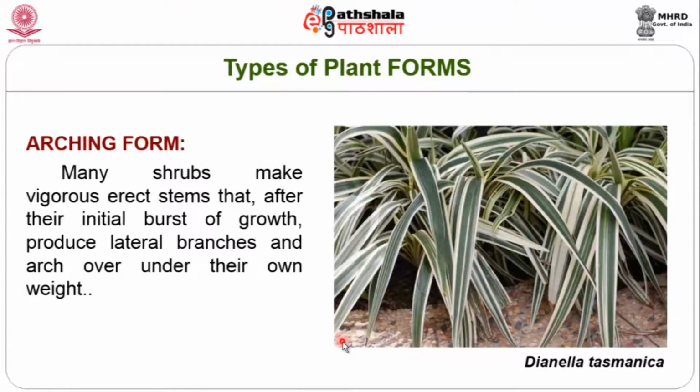So, we shall go on further and see a few more forms that we could observe in the planting structure itself. One is an arching form. The arching form: many shrubs make vigorous erect stems that, after their initial burst of growth, produce lateral branches and arch under their own weight.